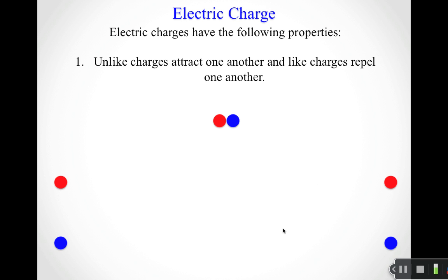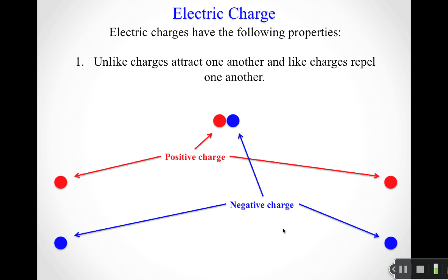We've simply assigned them labels, and this is thanks to Ben Franklin, right? He's the one who came up with the idea of calling them positive charge and negative charge. So those are the labels we've assigned to the two different types of charge: we have a positive charge and we have a negative charge. Okay, so unlike charges attract, so if you have a positive and a negative, they're going to attract. Like charges, whether they're both positive or both negative, are going to repel.